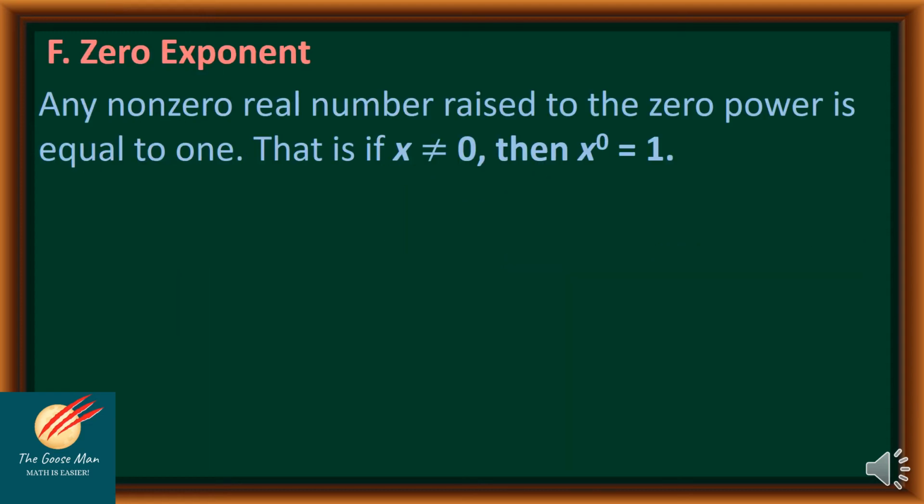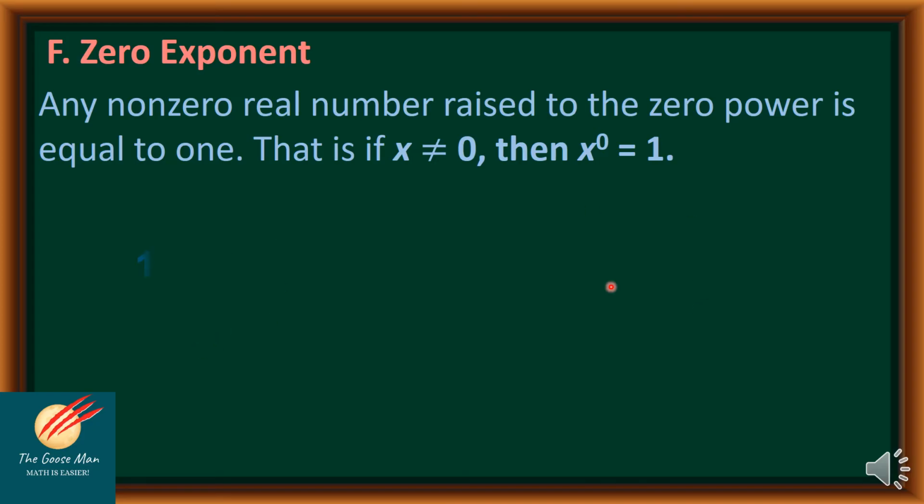Okay, so now that we have recalled all the positive exponents, this time we will move on to the zero exponent as well as the negative exponents. Let's tackle first the zero exponents. Take note that any non-zero real number raised to the zero power is equal to 1. That is, if x is not equal to 0, then any number raised to 0 is equal to 1.